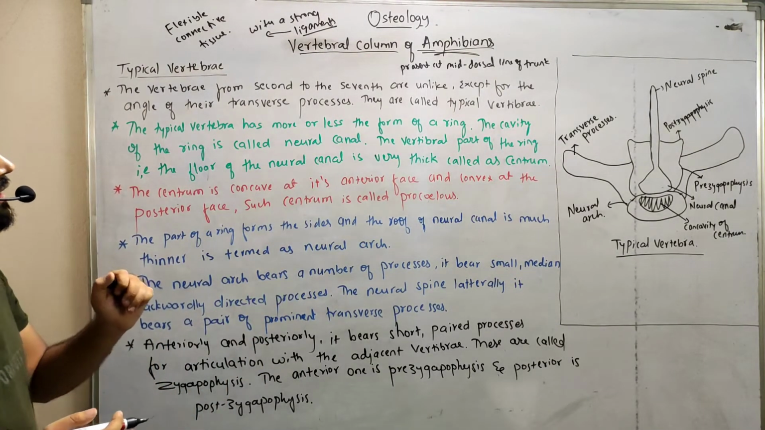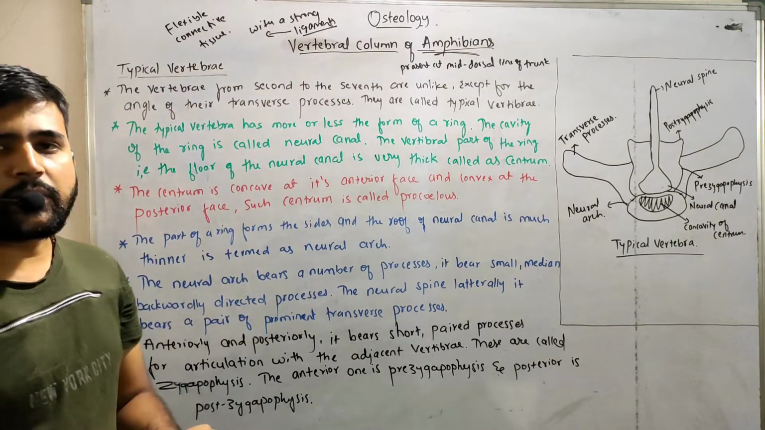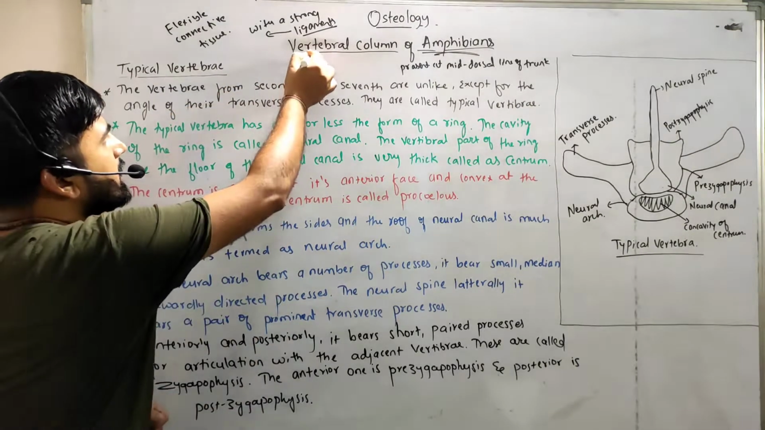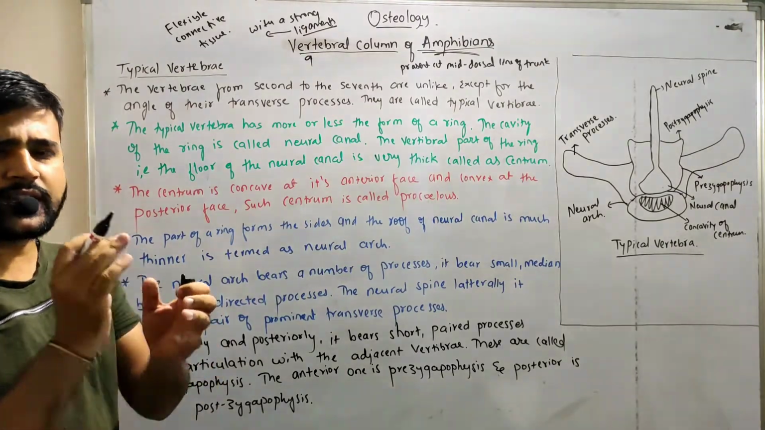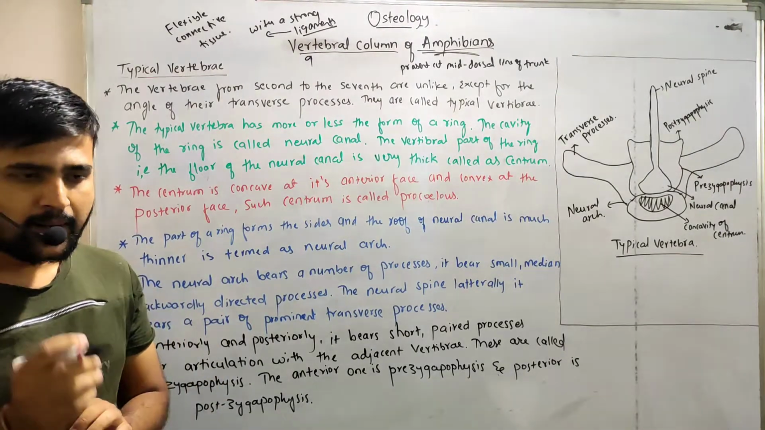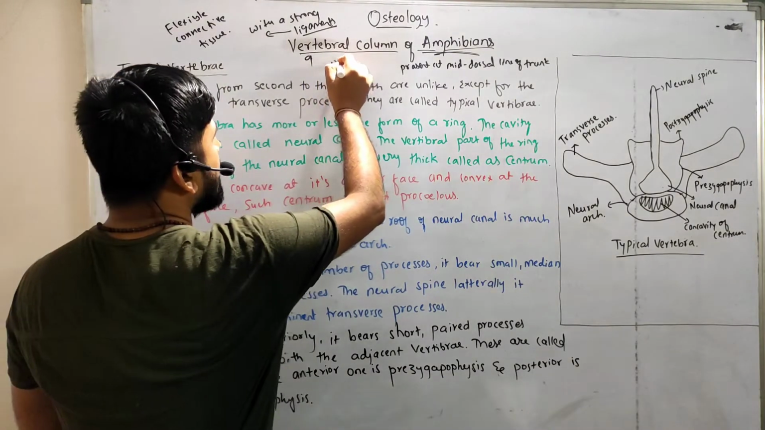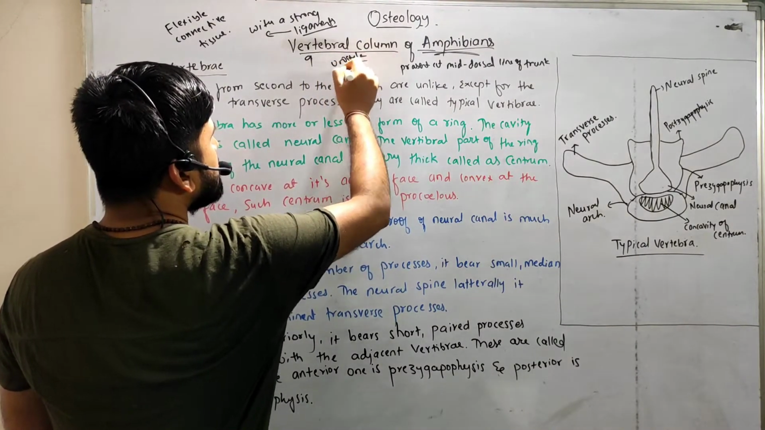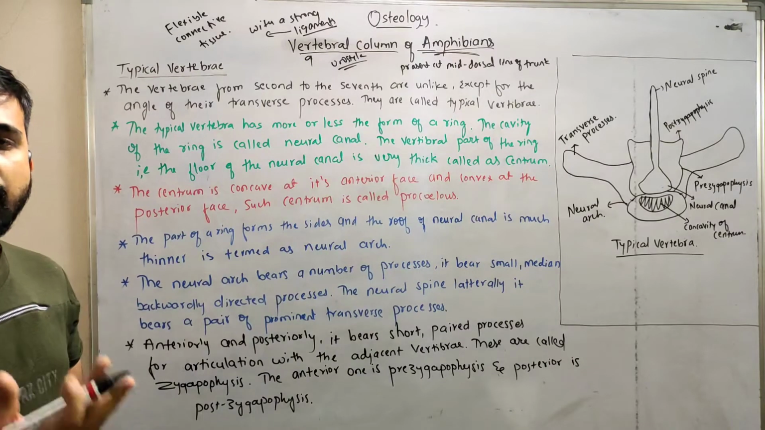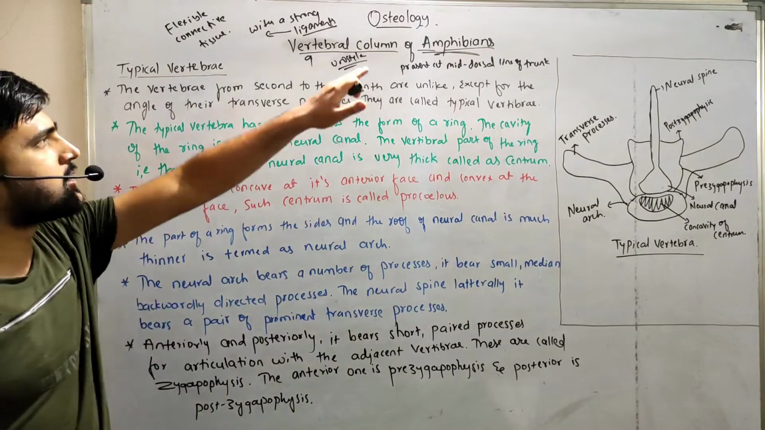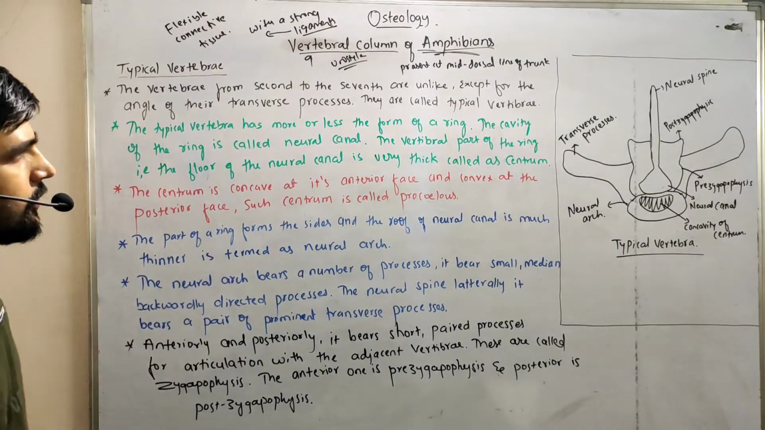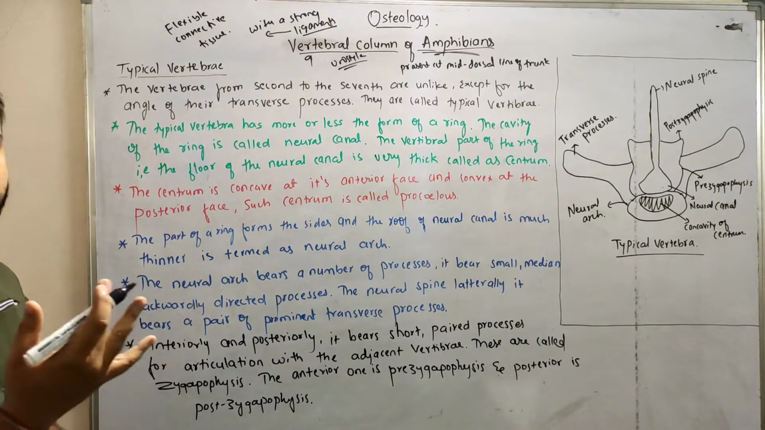So the vertebral column of the amphibian consists of mainly 9 bones, similar to ring-like structures, but the last bone is called the urostyle, which has a tapering end. Okay, so we will see one by one how they are arranged.